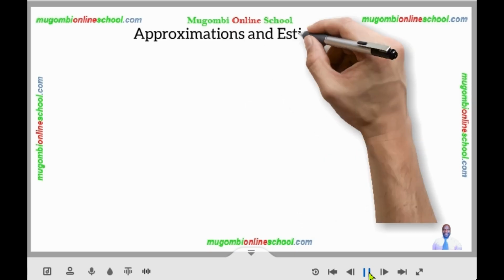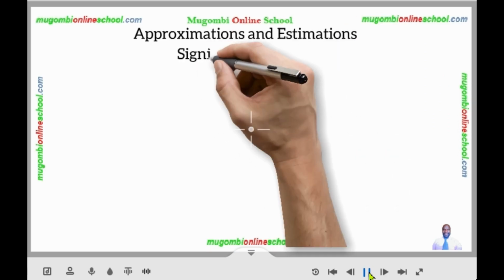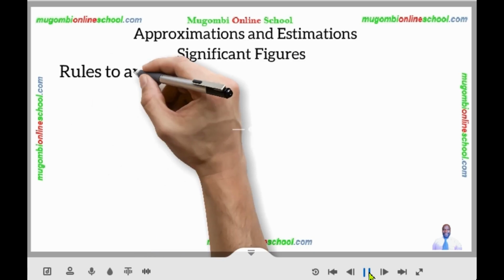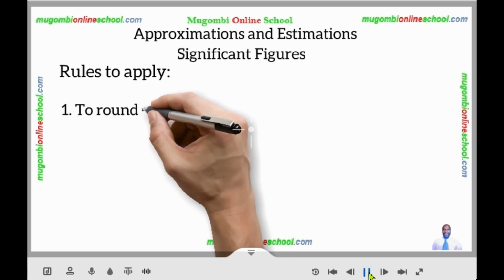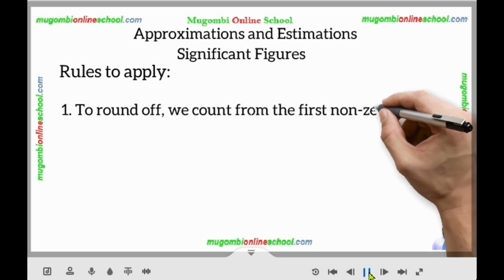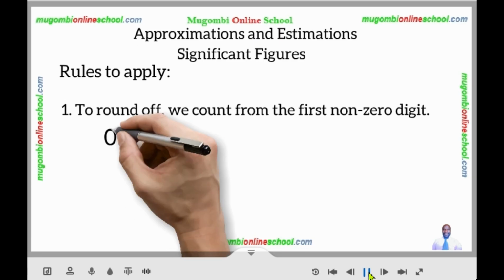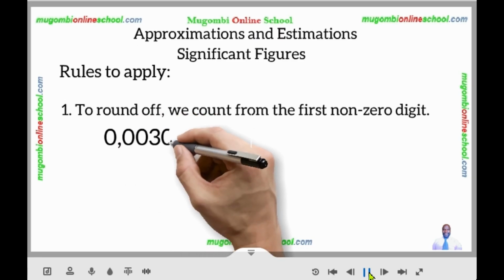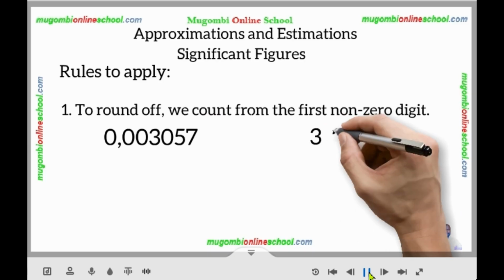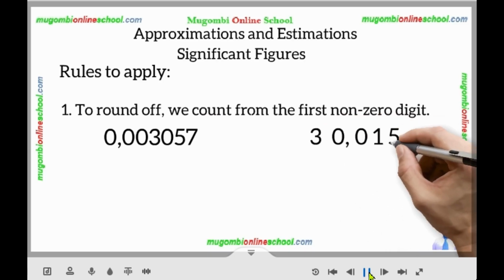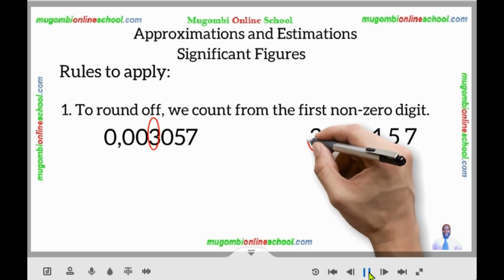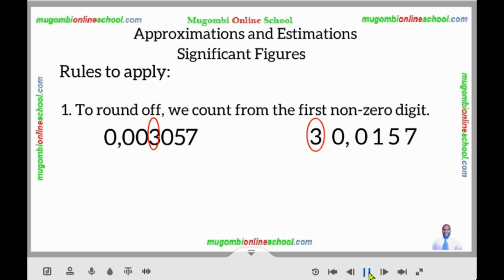Today we are covering significant figures under the topic approximations and estimations. All right. The rules to apply in this topic: to round off, we count from the first non-zero digit. This is very important. For example, in this case, 0.003057 and 30.0157. The first non-zero digit in this case is 3, and again in this case it is 3.